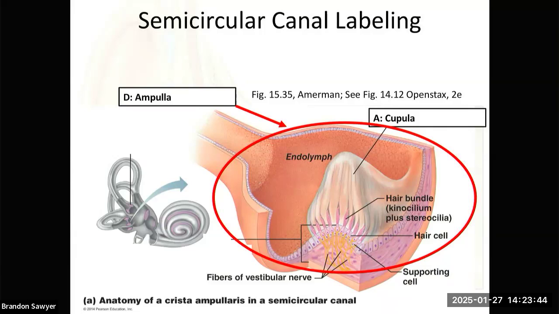Okay, then the last slide is just a little recap table for you to fill in about these three different regions of the inner ear. So where is the receptor found? What kind of stimulus is it sensitive to? And then what function does that give us? Go ahead and fill that in, and we'll wrap up with that.